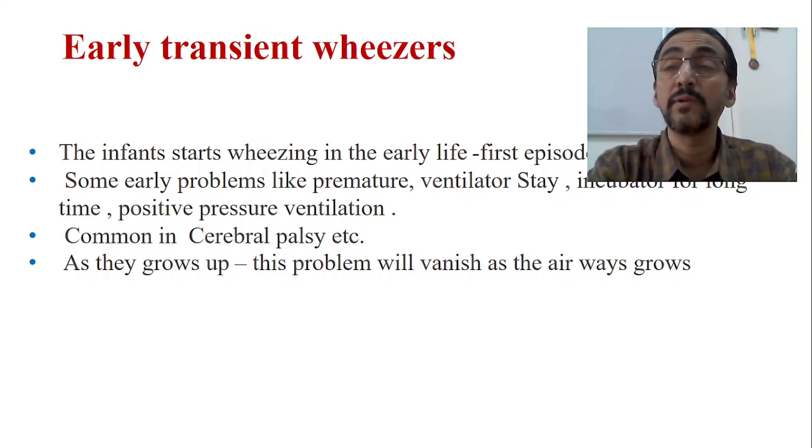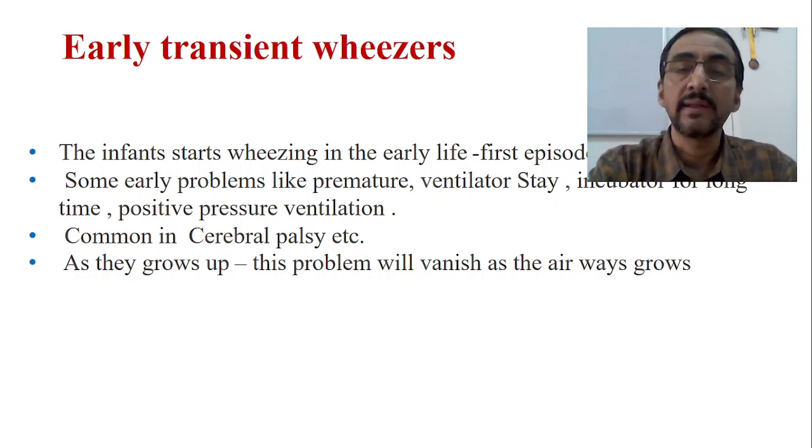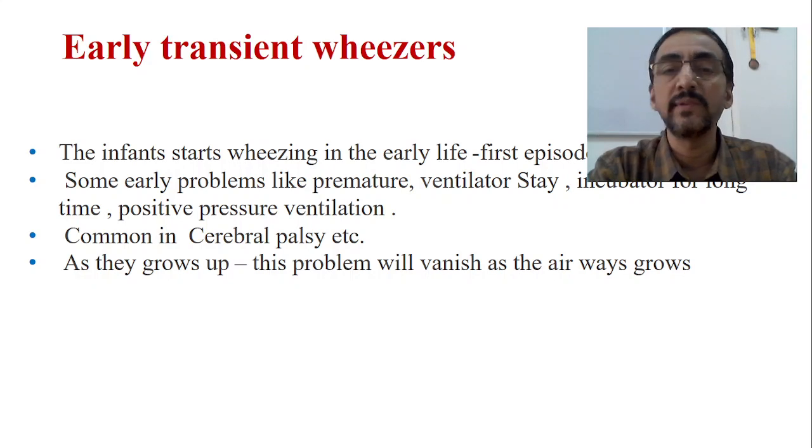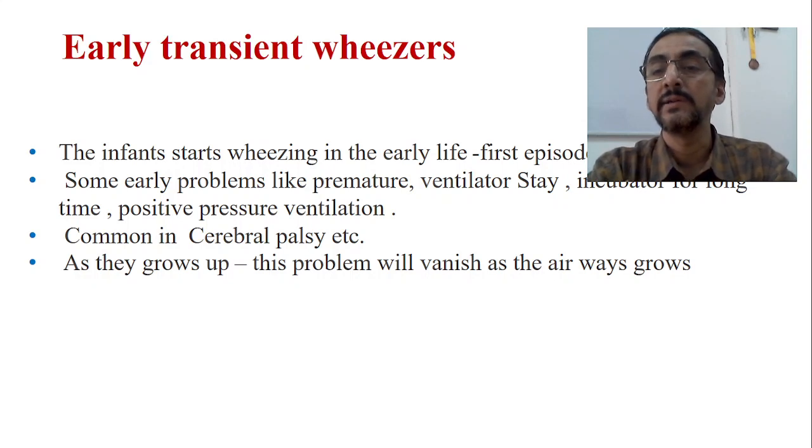So because of that particular contraction, the obstruction will be there. Okay, that is one, it's basically a neuromuscular problem. So this problem is quite obvious. But in all these conditions, it may be a premature baby, it may be ventilator stay or whatever it may be, as the child grows up, this problem will gradually diminish.